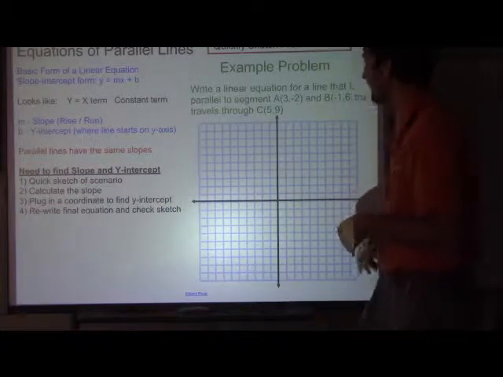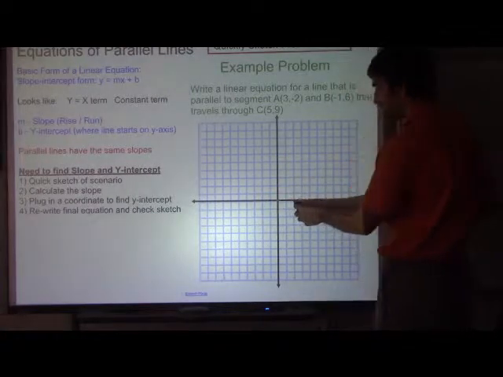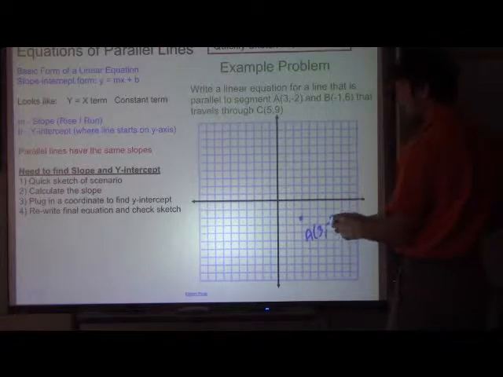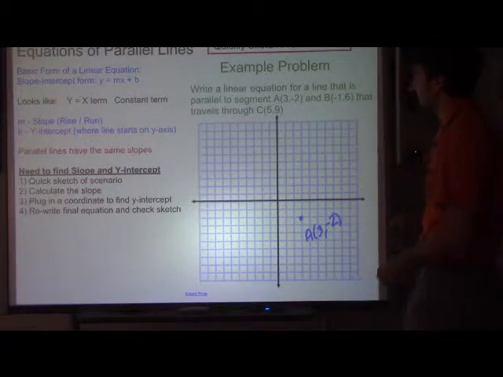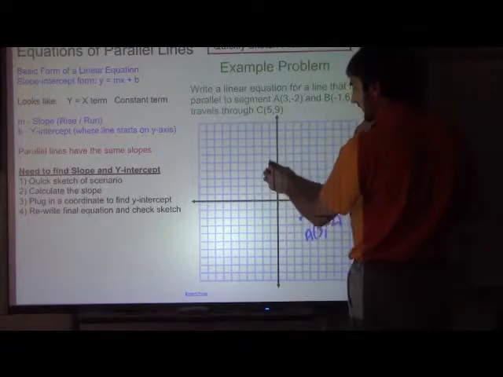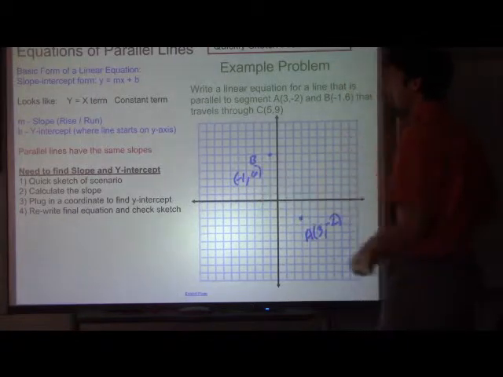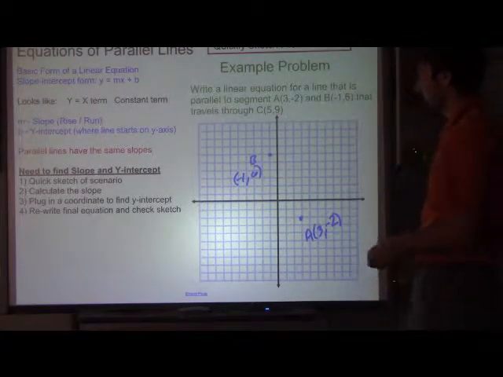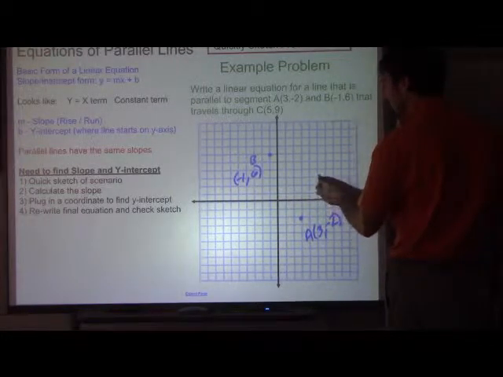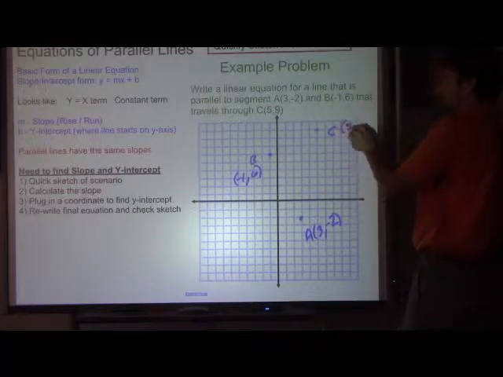So in this case, we go ahead and plot A, (3, -2), so over 3, down 2. And make sure to label the point (3, -2). We've got B, which is (-1, 6). So -1, up 6: 1, 2, 3, 4, 5, 6. So B is (-1, 6). And then we've got C, which is (5, 9). So 1, 2, 3, 4, 5, then 1, 2, 3, 4, 5, 6, 7, 8, 9. That's C, which is (5, 9).